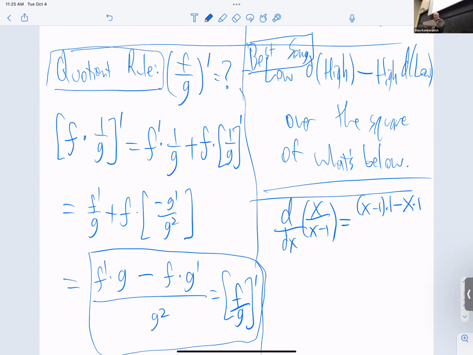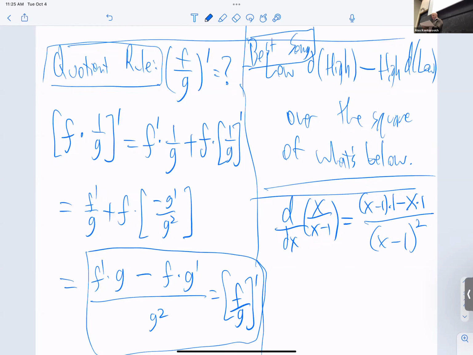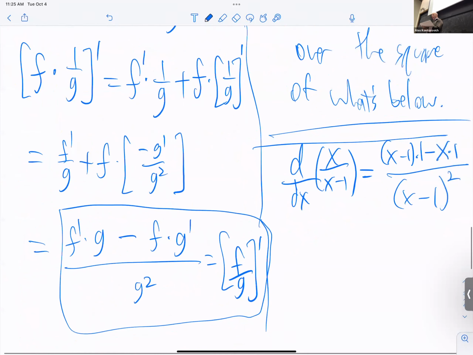So that's low d high minus high d low over the square of what's below, and what's below is x minus 1. It is the best song. It's undoubtable. Cannot be debated. Anything in this class can be debated, not whether this is the best song. Okay? Just for the record.